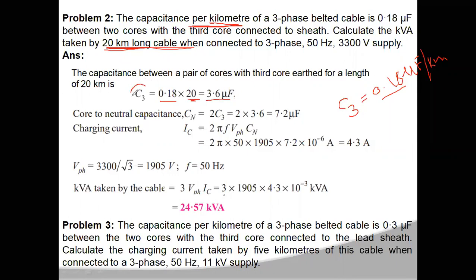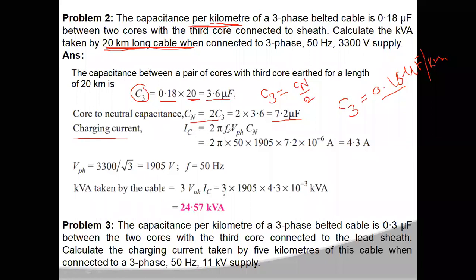Now what is this C3? C3 is equal to Cn by 2. From this expression, the Cn value is equal to 2C3. C3 here is 3.6 microfarad, so you will get the per phase capacitance Cn value as 7.2 microfarad. Once you get the per phase capacitance, you can calculate the charging current.